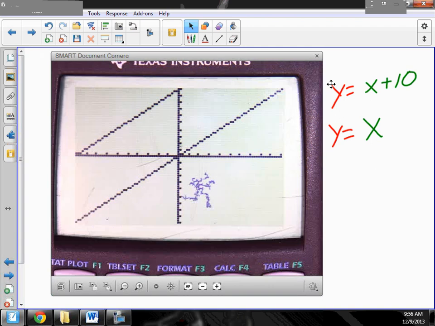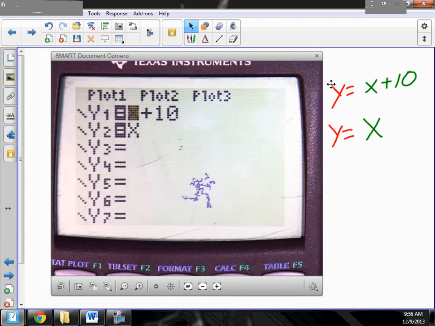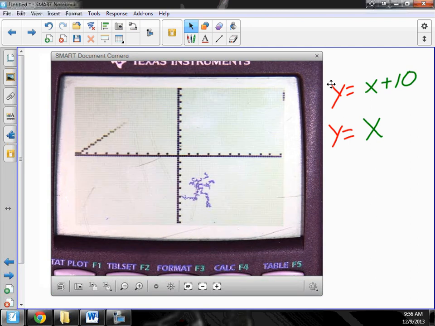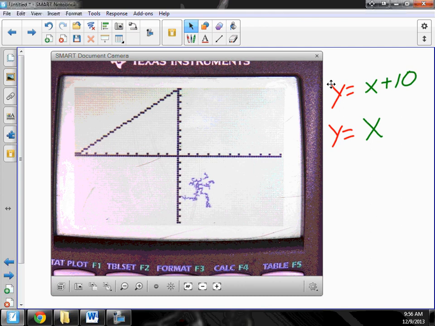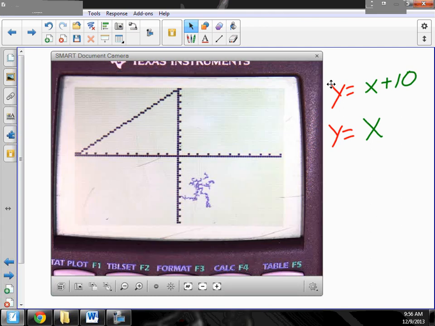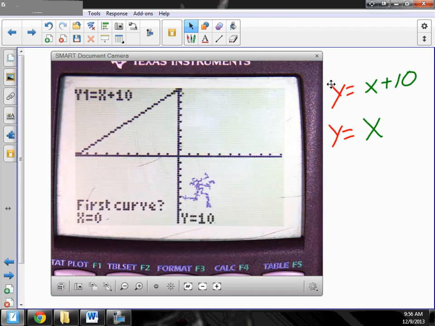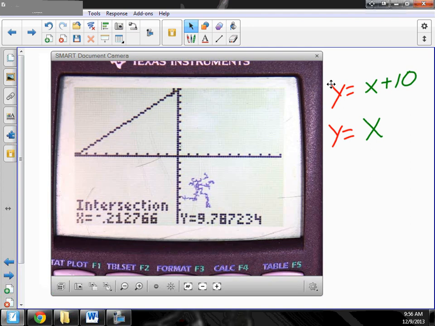All right, what if I graph x plus 10 and x plus 10? What is the answer here? Infinite solutions, but you have to be careful. I want you to do second calc intersect. Intersect. And Devin got 0 and 10, and I got negative 0.21 and 9.7. Who's right? Both of us. So you have to be careful here.